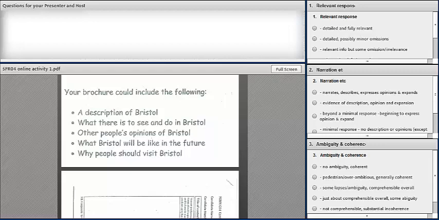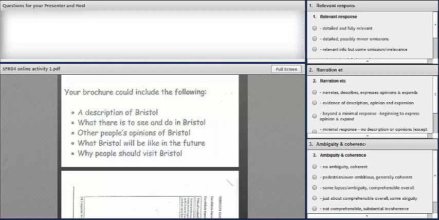And this particular candidate has organised it into paragraphs, but it sort of jumps from the description into these comments about the city from various presumably visitors from abroad. So, although it's relevant, there are other issues to consider, and perhaps further down under ambiguity and coherence they will be considered there.